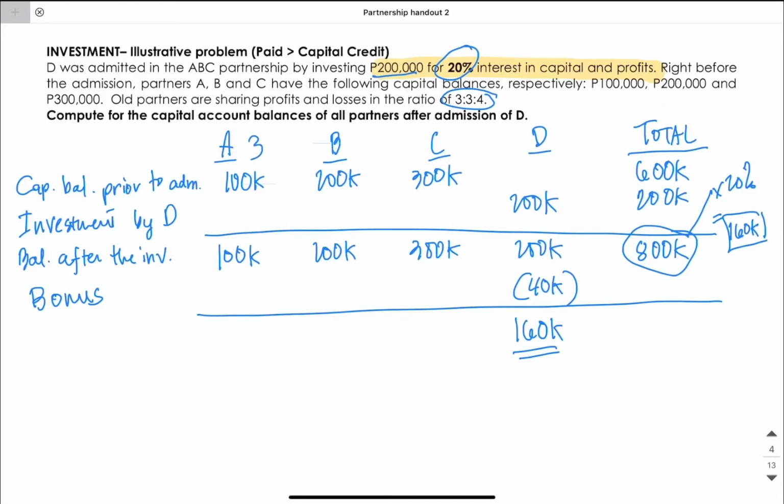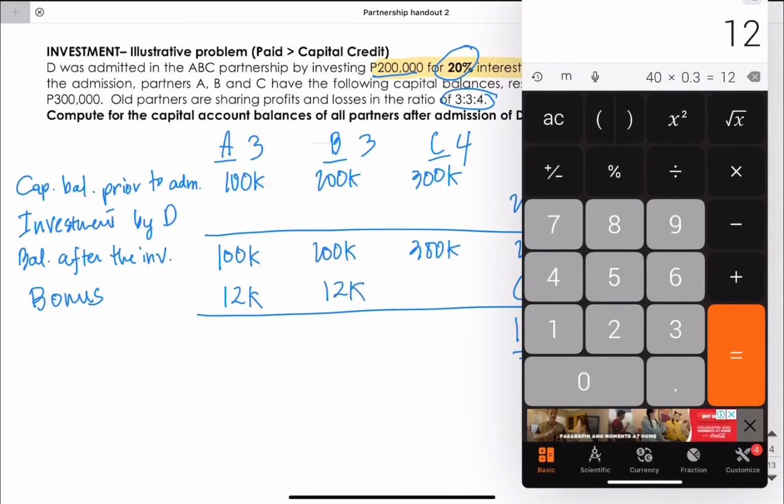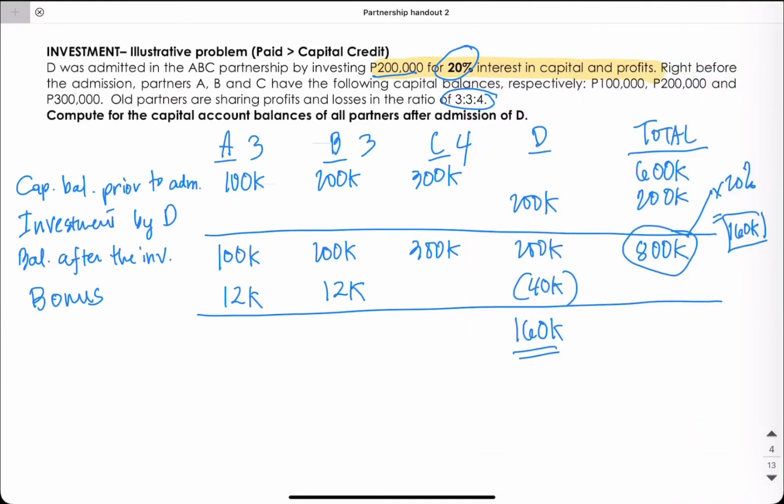So we have 3:3:4. So 40,000 times 30% will be 12,000, 12,000, and 40,000 times 40%, that is 16,000 pesos. Of course, when you add all of these three, it will give you the same amount of 40,000. Therefore, it will not affect your total partnership capital because bonus is accounted for as a transfer within equity only.